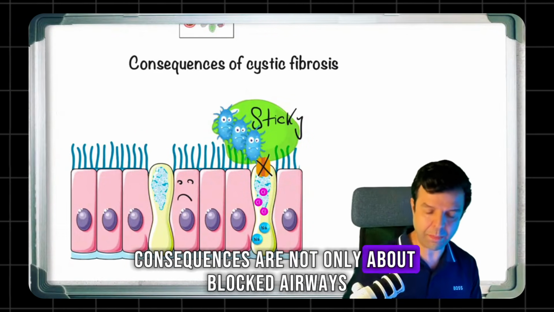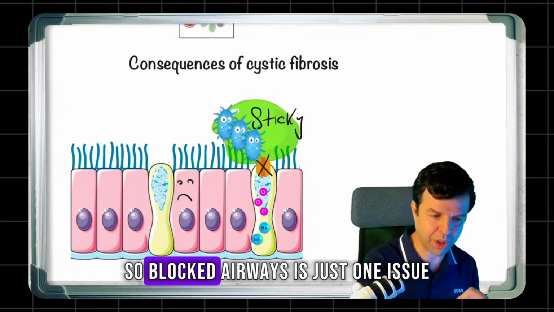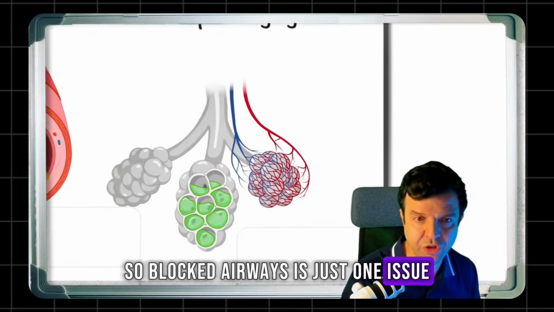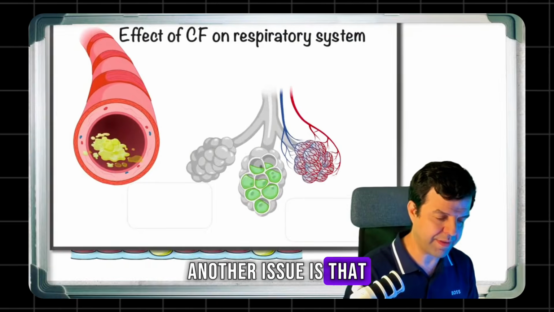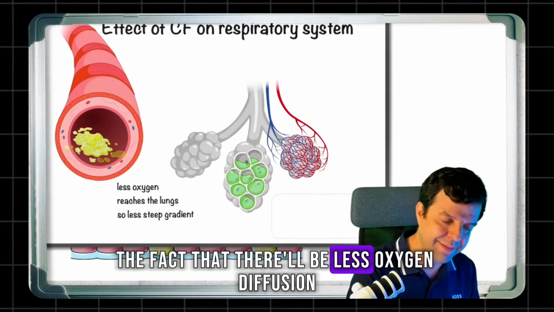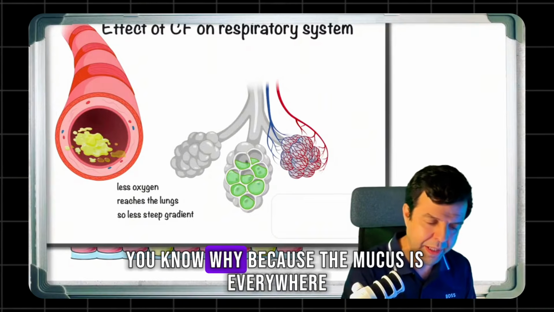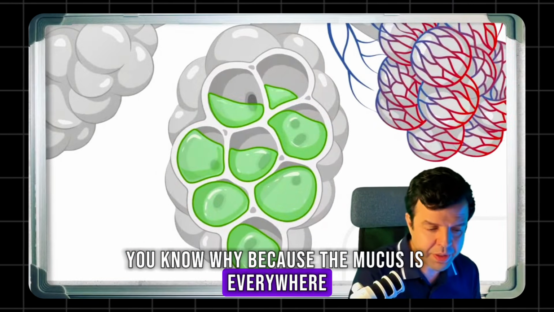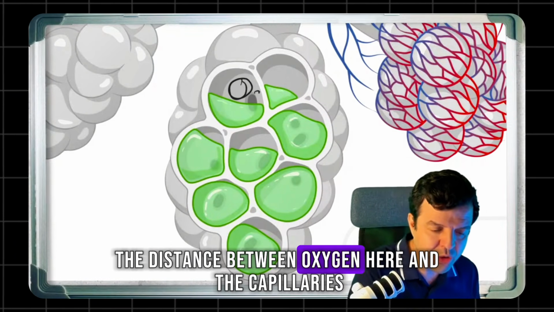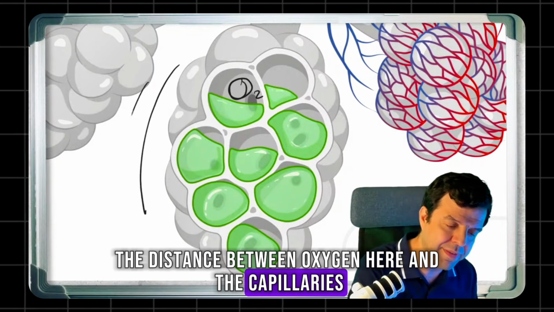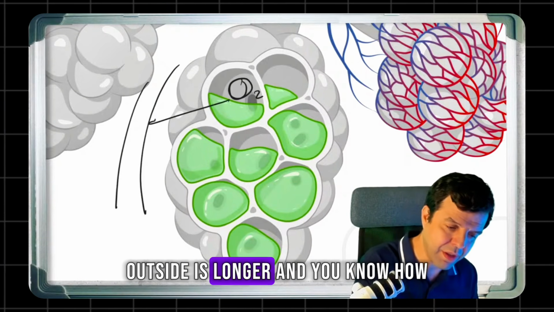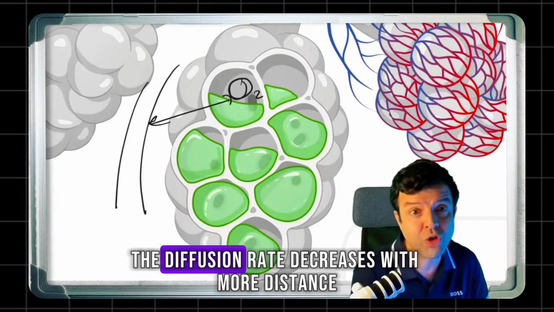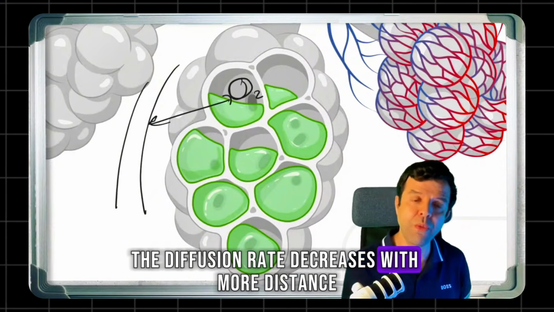Consequences are not only about blocked airways. So blocked airways is just one issue. Another issue is that there'll be less oxygen diffusion. You know why? Because the mucus is everywhere. The distance between oxygen here and the capillaries outside is longer. And you know how diffusion rate decreases with more distance.